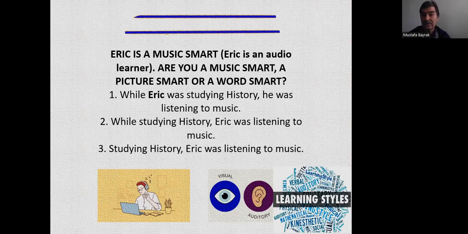Studying history, Eric was listening to music. Yes, studying history, Eric was listening to music. This is called a part of speech. This is called a present participle. Again, studying history, Eric was listening to music. Again, this is called an adverb. When was Eric listening to music? Not studying geography, not studying mathematics, but studying history, Eric was listening to music. This is called a present participle in English.